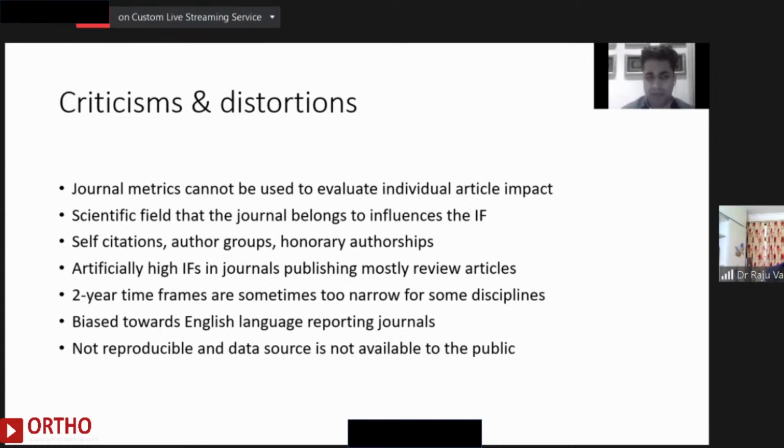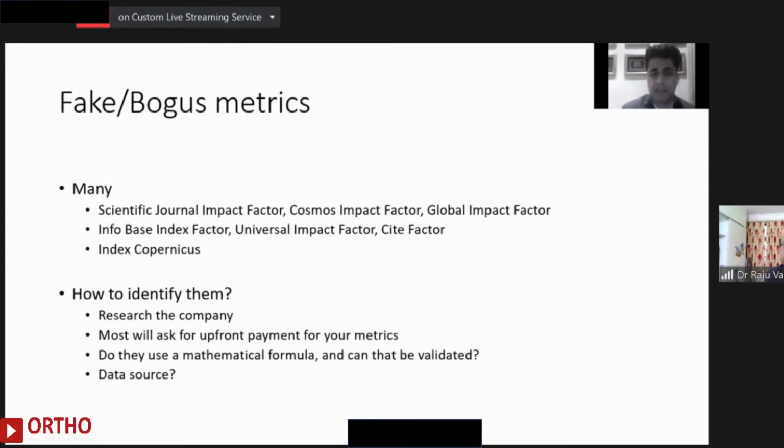So what happens is, apart from the 2-year time frames, which are sometimes too low, that's why you have 5-year time frames required. Another problem is that they are biased towards English language reporting journals, and unfortunately, if you ask these impact factor calculating sites like the Web of Science or Scopus, they are not able to show you the data source, and they cannot reproduce their impact factor easily to the public. So there have been a lot of criticisms of these metrics.